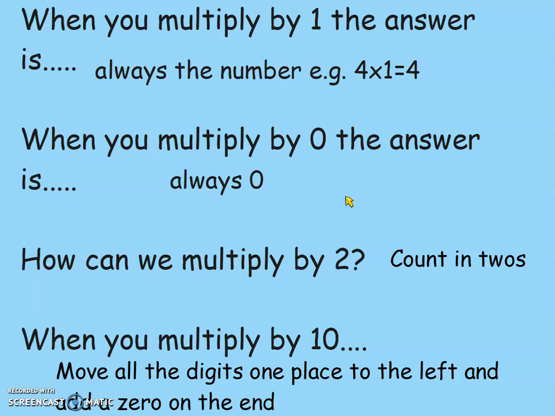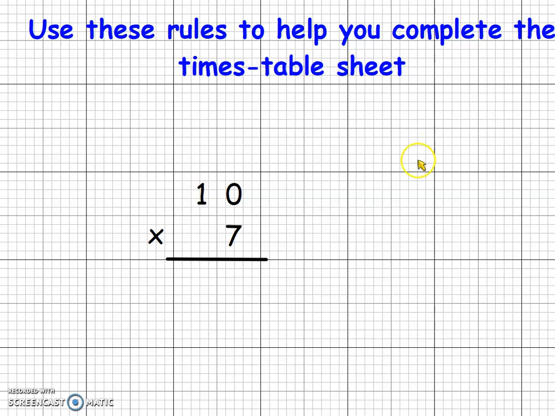And our final rule is when you multiply by 10, you have to move all the digits one place to the left and add a 0 on the end. Okay, so using those 4 rules, we're going to have a try at some calculations. So you should have got a times table sheet in your pack. I'd like you to get that out now. We'll go through the first one together. The question is 10 multiplied by 7.